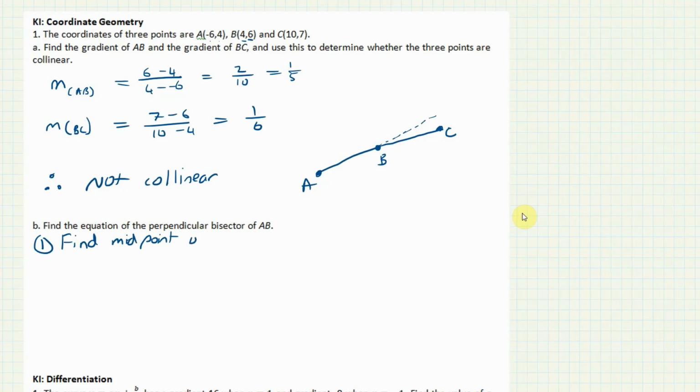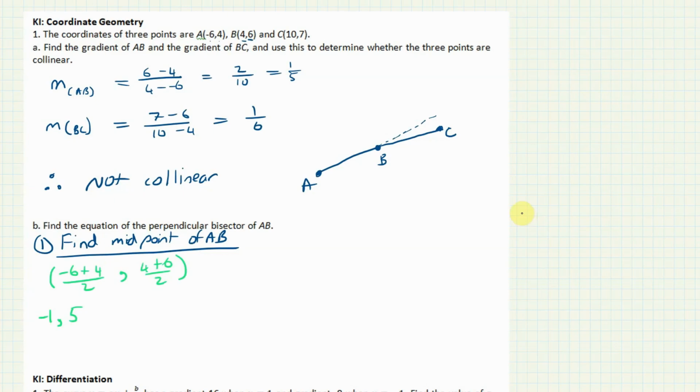Okay, midpoint of AB. So let's do that. I'm going to take my x values, minus 6 plus 4, and I divide them by 2 to find the average, or the midpoint, right? Mid x, and then I'm going to do mid y by going, oh, it's 4 plus 6, isn't it? Over 2. And so you get negative 1, comma 5, I think is the midpoint there.